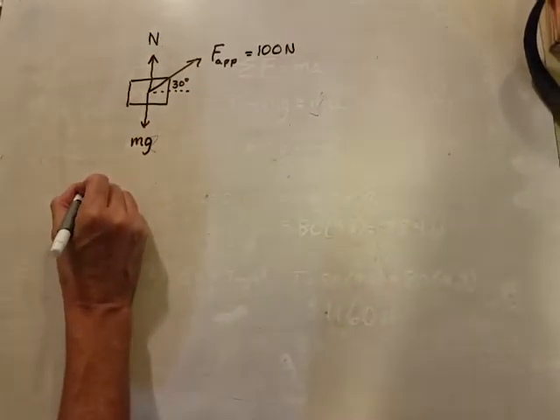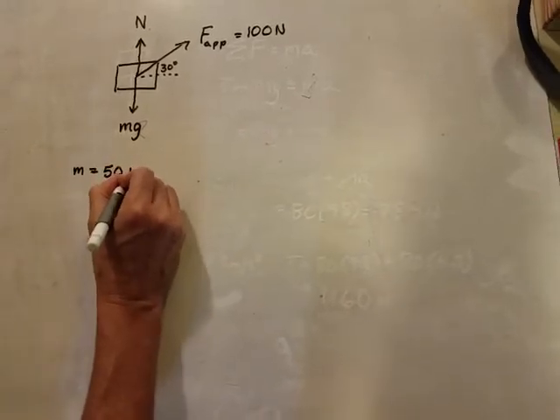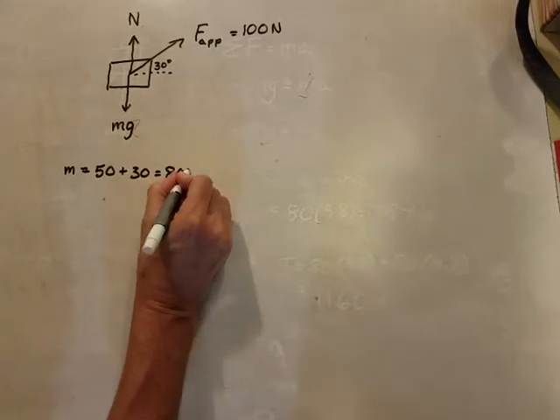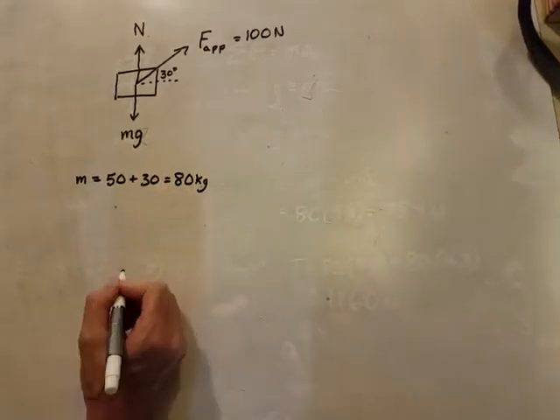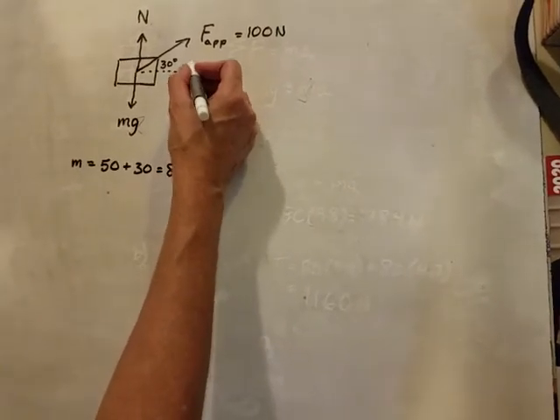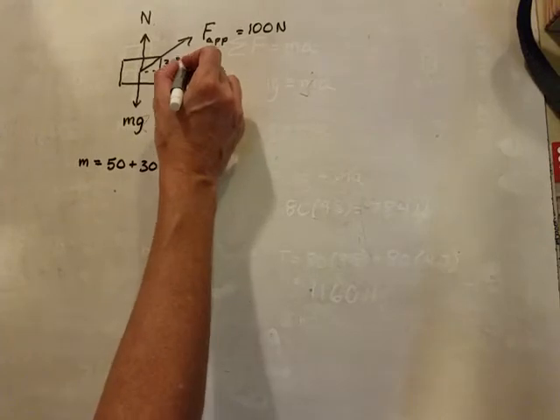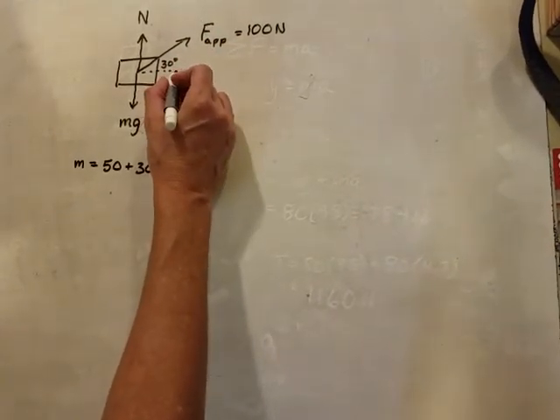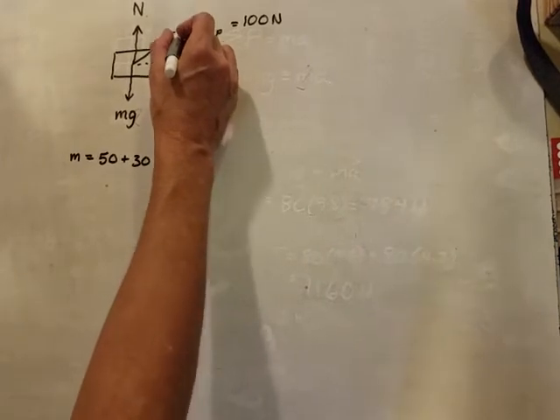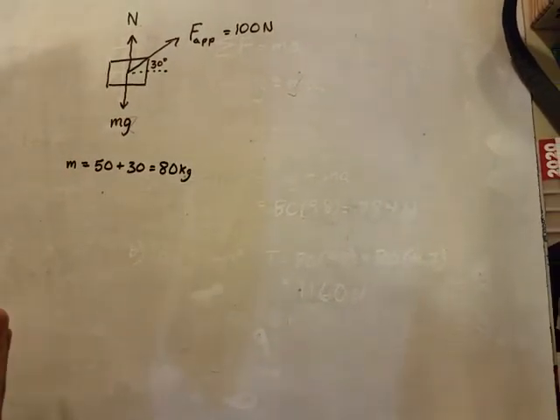The mass that we're dealing with is going to be equal to the 50 kilogram wagon plus the 30 kilogram kid. So that's going to be 80 kilograms. And I can figure out the components that we have here. My x component is going to be the force applied times the cosine of 30, and my y component is going to be the sine of 30. And you can look back on those other slides if you want to.